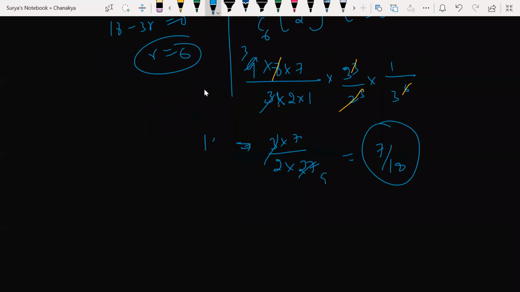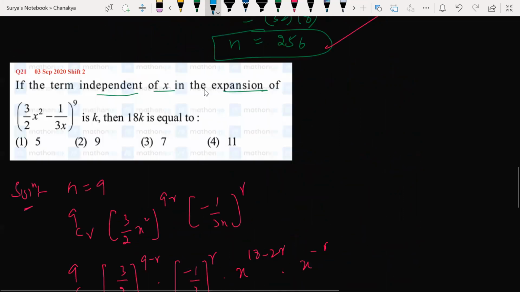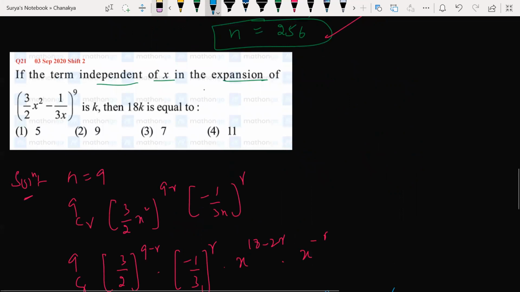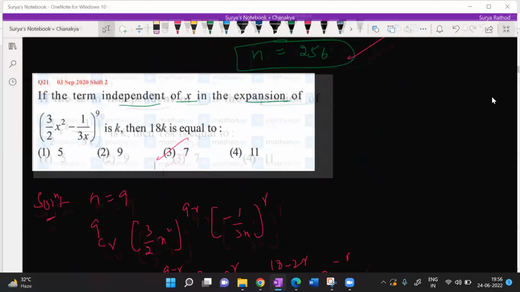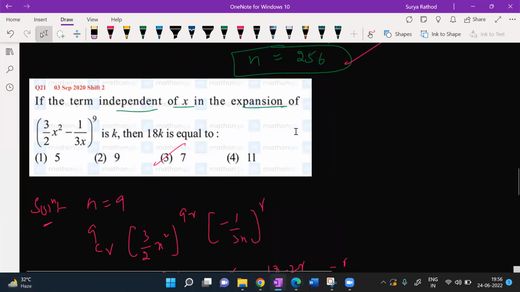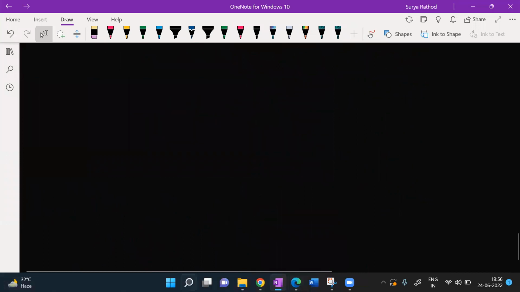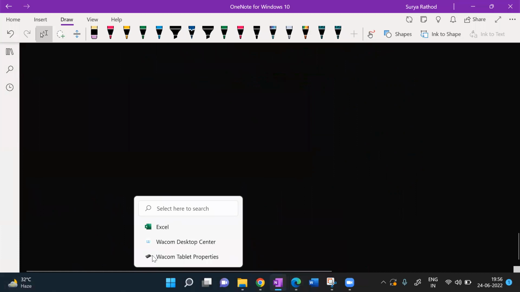Am I correct? So we need 18k, which is 18 into 7 by 18. The answer is 7. This is how you solve it, beta. Very simple it was. So the answer is 7, option 3 is correct. Next question. Getting my point? Any doubts, guys? No, sir.